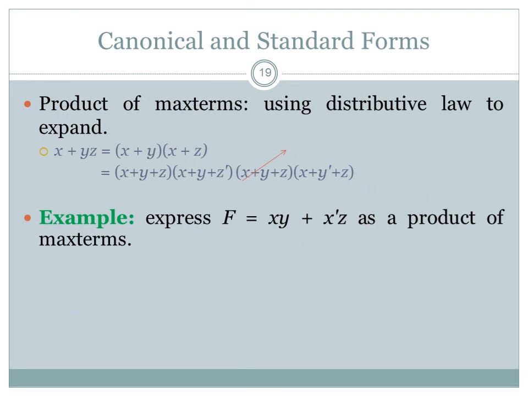Here is another example. So I'm asking you to prepare the third one, the xy plus x prime z, as a product of max terms. So what we can do is to prepare them first as a sum of min terms, putting them in the truth table, and the parts which have a 0 value for f will be the max terms.